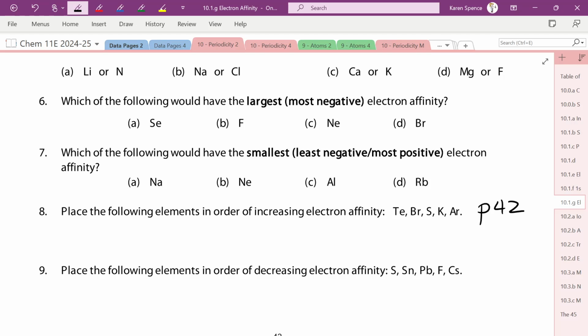Okay, so we're doing 8. Potassium and argon. Okay, so argon is a noble gas, so it'll be the least. We want increasing electron affinity, so argon is going to be our least because it is a noble gas. Are we good with that? Okay.